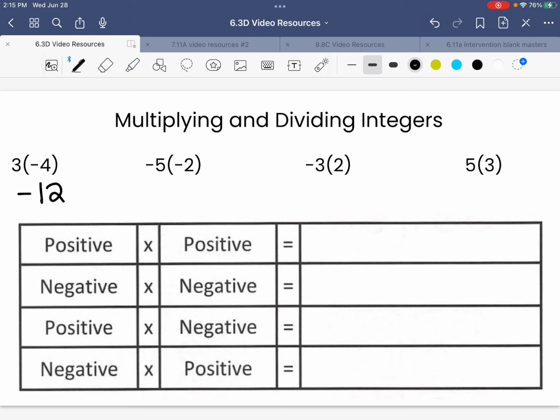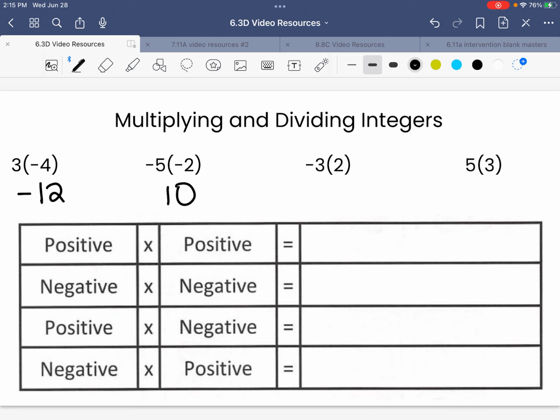Our next problem is -5 times -2, or the opposite of 5 groups of -2. So again, pause the video, take a moment to work it out on your whiteboards. All right, and our solution to -5 times -2 is a positive 10.